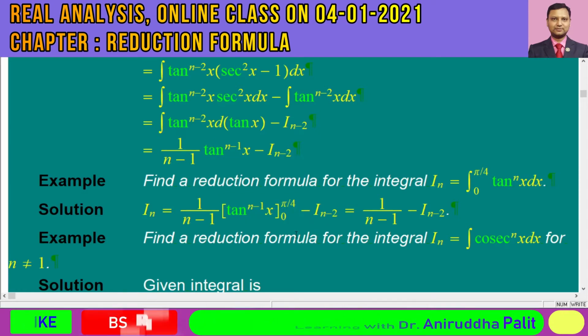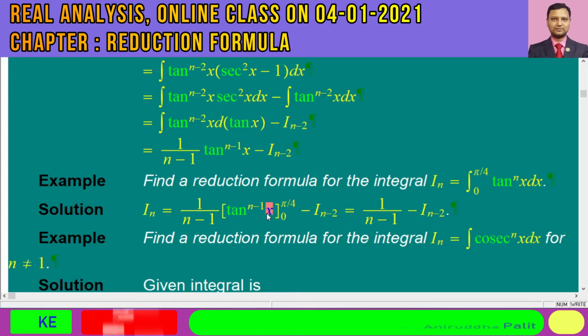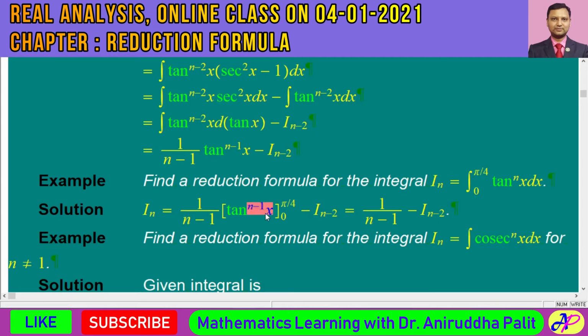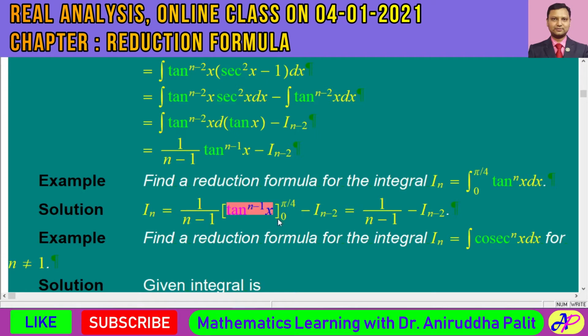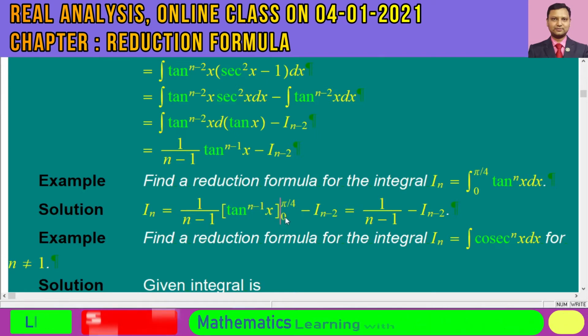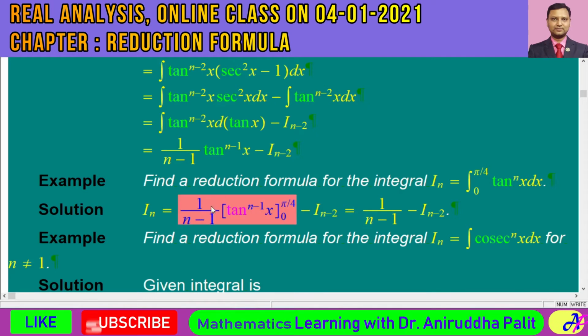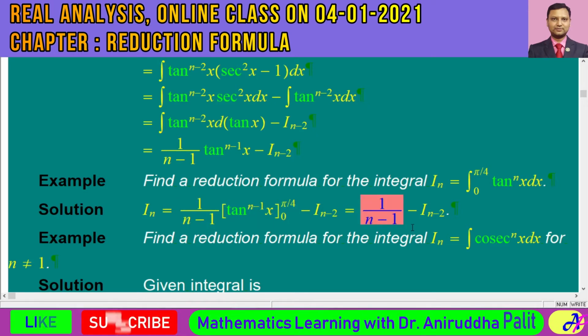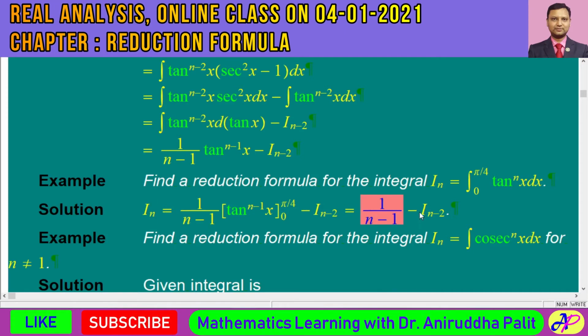and compute them. So if you put upper limit x is equal to pi by 4, then tan of pi by 4 is equal to 1, and tan to the power of n minus 1 x at the point pi by 4, that should also be equal to 1. And if you put x is equal to the lower limit 0, in that case tan of 0 is actually 0. So ultimately the value of this total expression would be simply 1 by n minus 1. Got it? So the reduction formula should be I n is equal to 1 by n minus 1 minus I n minus 2.